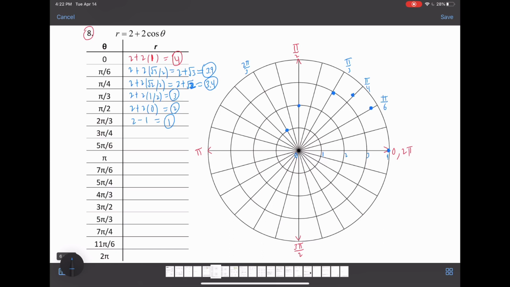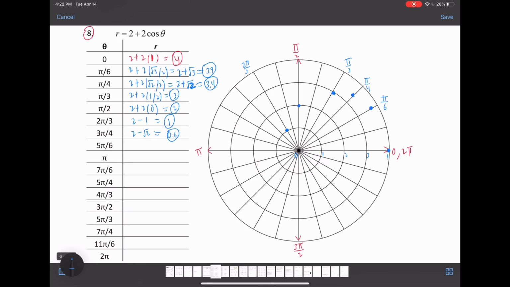3 pi over 4, exact value. Feel free to pause the video and come up with your exact values. For this one, we're going to have to fill out the entire rest of the table. But if I'm going a little bit too quickly with the values, feel free to pause and fill them in yourself and then kind of check with me. 2 minus the square root of 2 is going to be about 0.6.